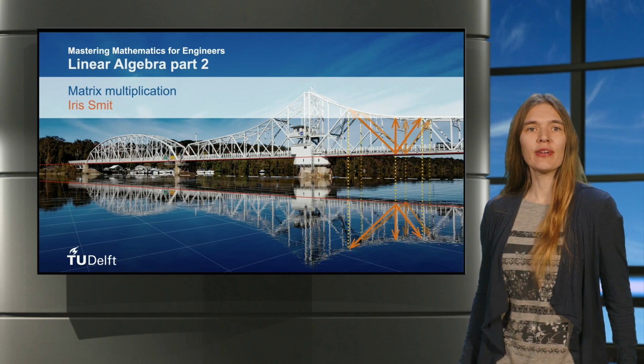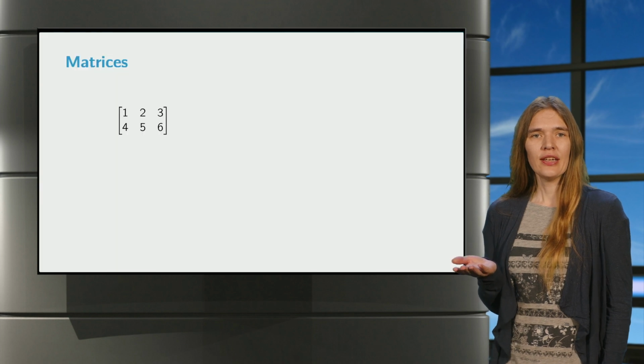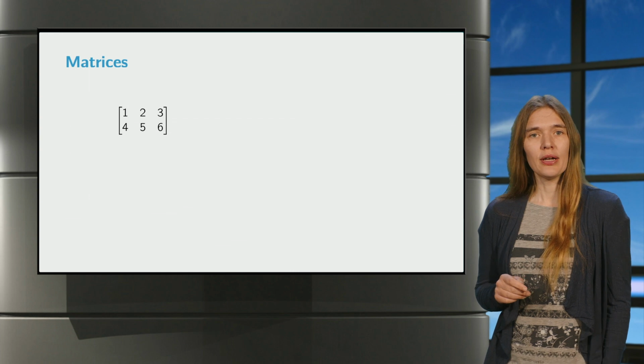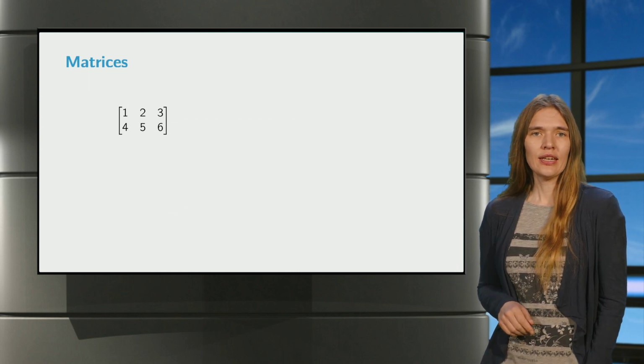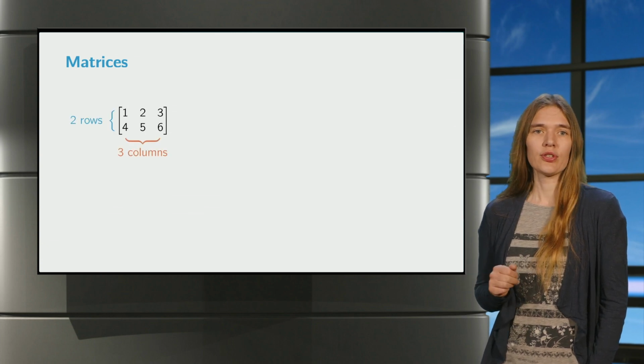Welcome to Linear Algebra Part 2. In this course, we focus our attention on matrices. Matrices pop up in many ways and have many different interpretations, but in essence, a matrix is just a rectangular block of numbers. Its shape is determined by its number of rows and its number of columns.